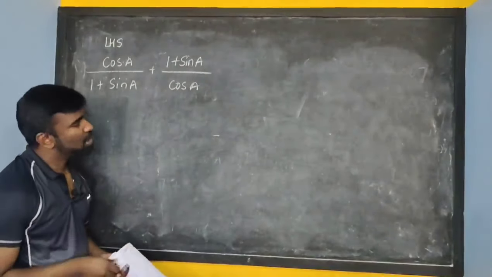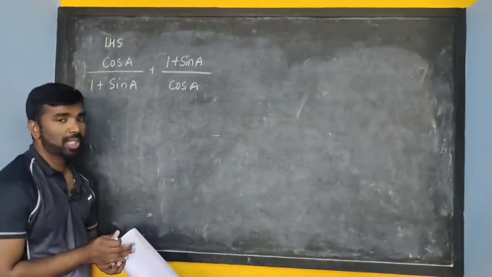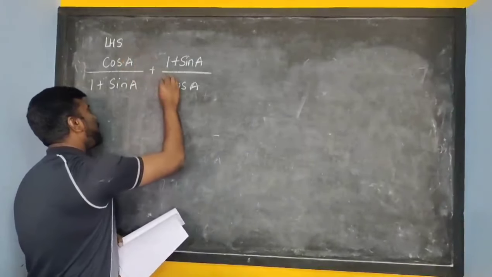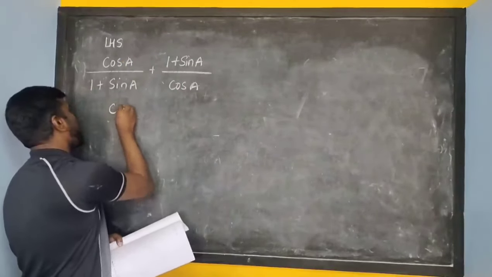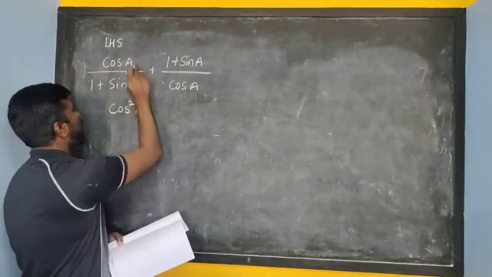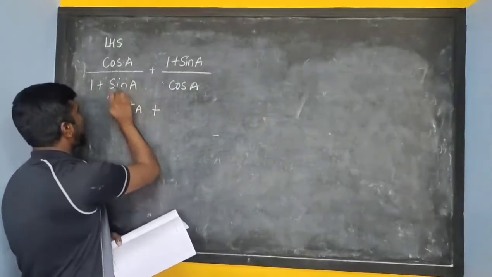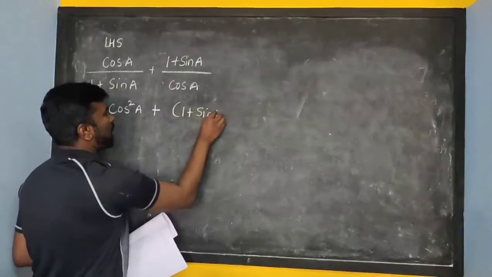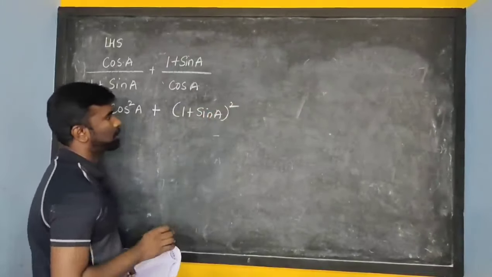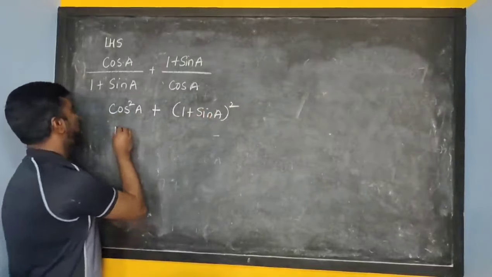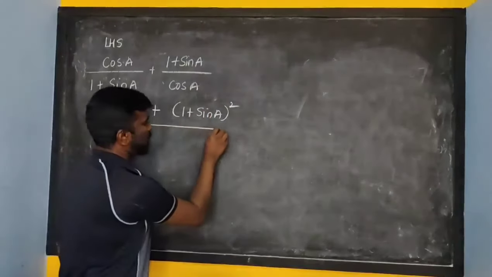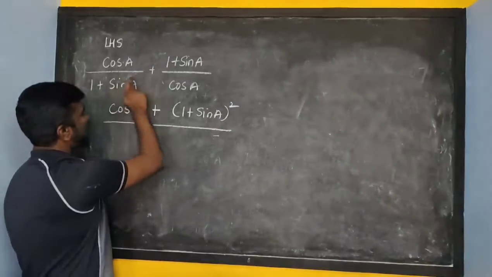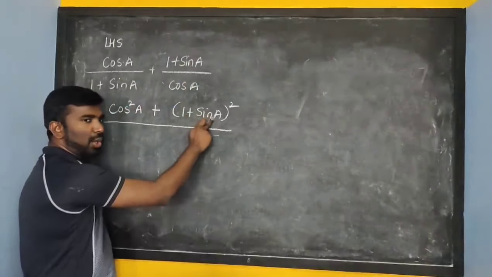Students, the concept you will use here is the butterfly method. Now multiply cos A into cos A, we get cos square A. Cos A into cos A is cos square A, plus 1 plus sin A into 1 plus sin A, which is 1 plus sin A whole square. You can learn all these problems by practicing many times.